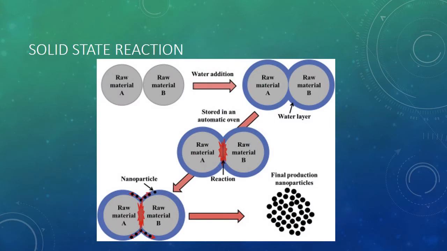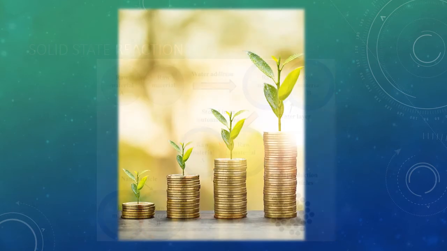The third method of production is the solid-state reaction technique. This is a chemical reaction system in the absence of a solvent. This is driven by four main factors, which are: the first one is economics. This is where we would save money we would usually spend on solvents.